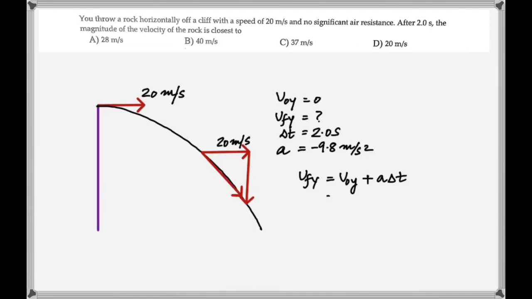And you plug the numbers into that equation. Now, I'm not even writing this because that is 0, okay? So it's A times delta T, which is negative 9.8 times 2, which is negative 19.6 meters per second. So once you have that, so that is now 19.6 meters per second, and this is 20. And you see a right angle triangle right there.